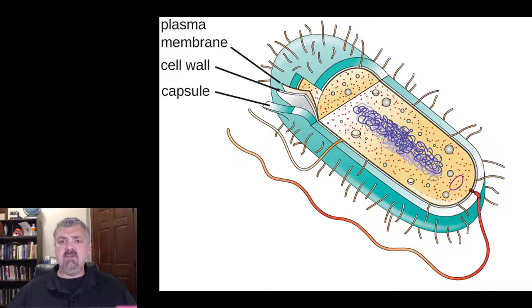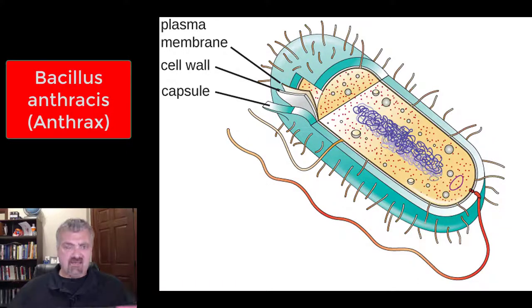I'll give you a couple examples here. Bacillus anthracis, the causative agent of anthrax. If it has a capsule, it can cause anthrax. If it doesn't have a capsule, it doesn't. And they believe that's because the capsule helps it evade phagocytosis.